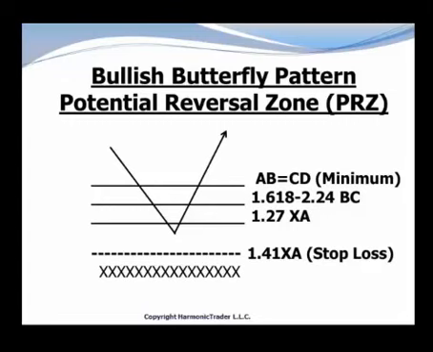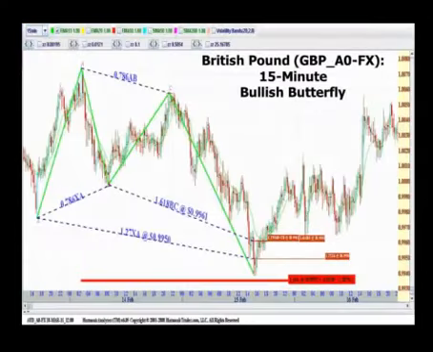Here in our first example of the British pound on a 15-minute basis, we see a beautiful structure, and this possesses all of the necessary measurements to define and validate this M-type extension structure, including not exceeding the 141 XA extension.